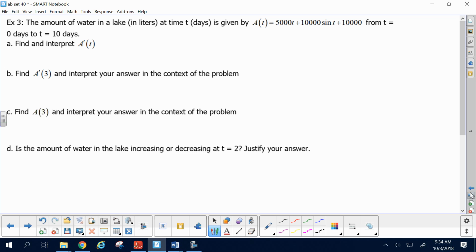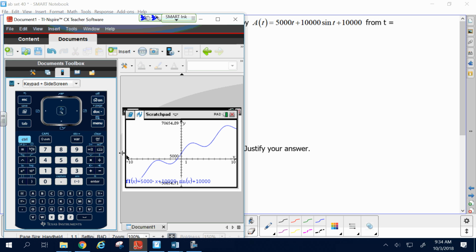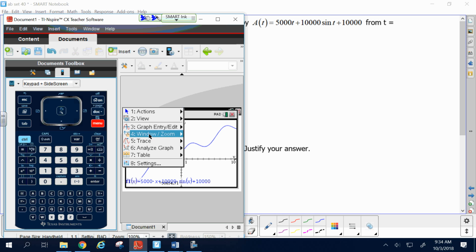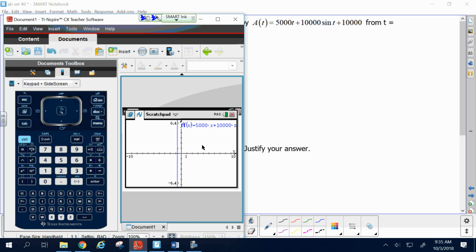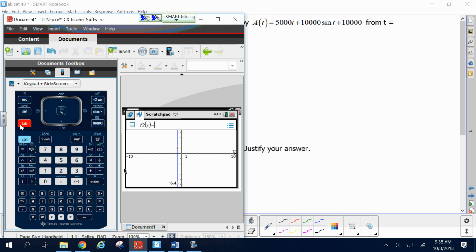So the amount of water in a lake at time t is given by that big function. From time 0 to time 10 days, both through rain and through evaporation, the volume of the water is changing. So would you start by getting that function in your calculator, please? 5,000 t plus 10,000 sine of t plus 10,000. Make sure you calculate it in radians.